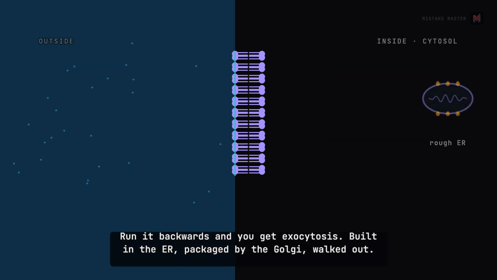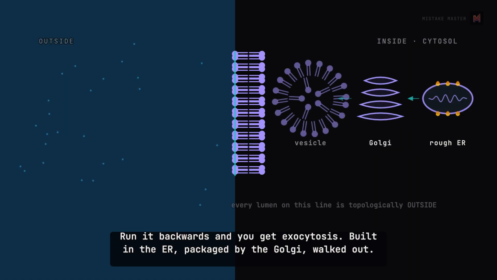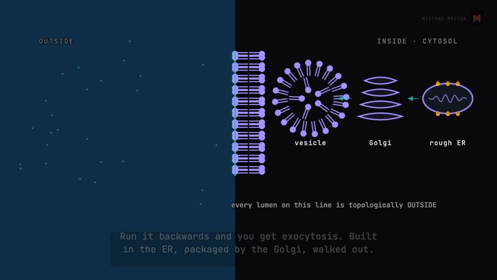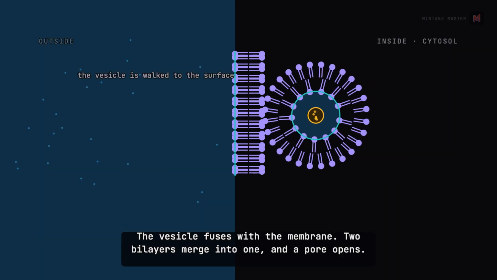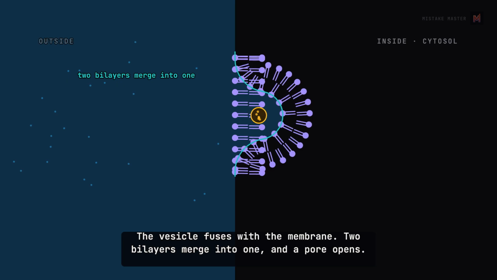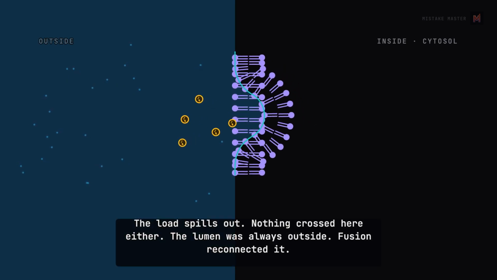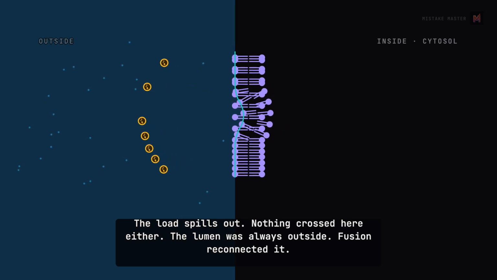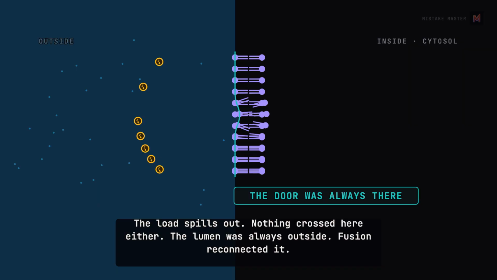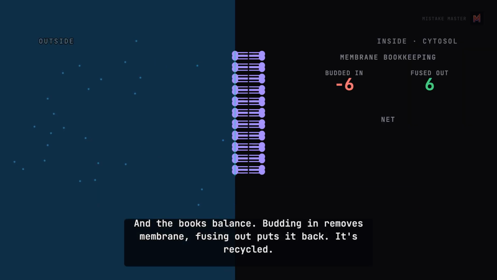Run it backwards and you get exocytosis. Built in the ER, packaged by the Golgi, walked out. The vesicle fuses with the membrane. 2 bilayers merge into one, and a pore opens. The load spills out. Nothing crossed here either. The lumen was always outside. Fusion reconnected it. And the book's balance.